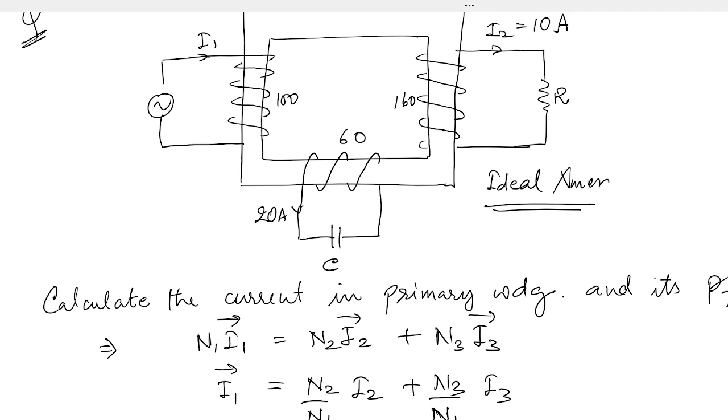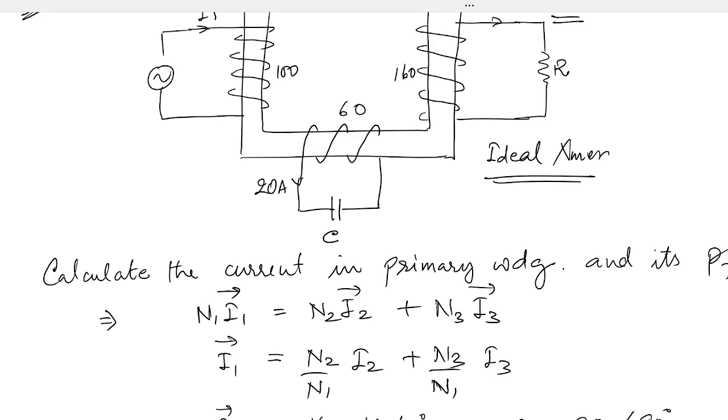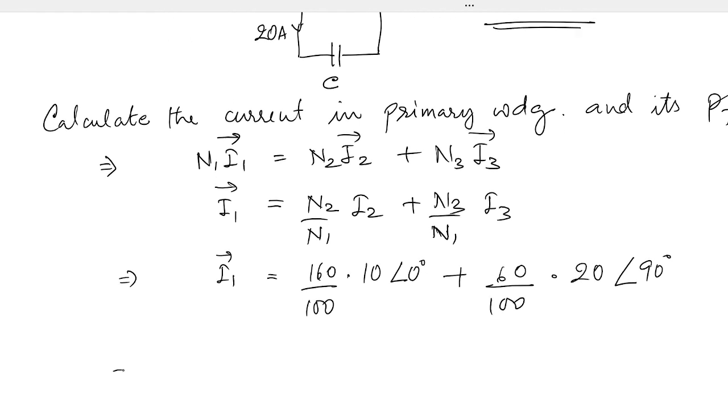So I1 will be 160 by 100 times I2, which is 10 ampere at angle 0 degree, plus 60 upon 100 into 20 at an angle of 90 degrees. Please calculate this using phasors and complex calculation using a calculator. What are you getting for I1?